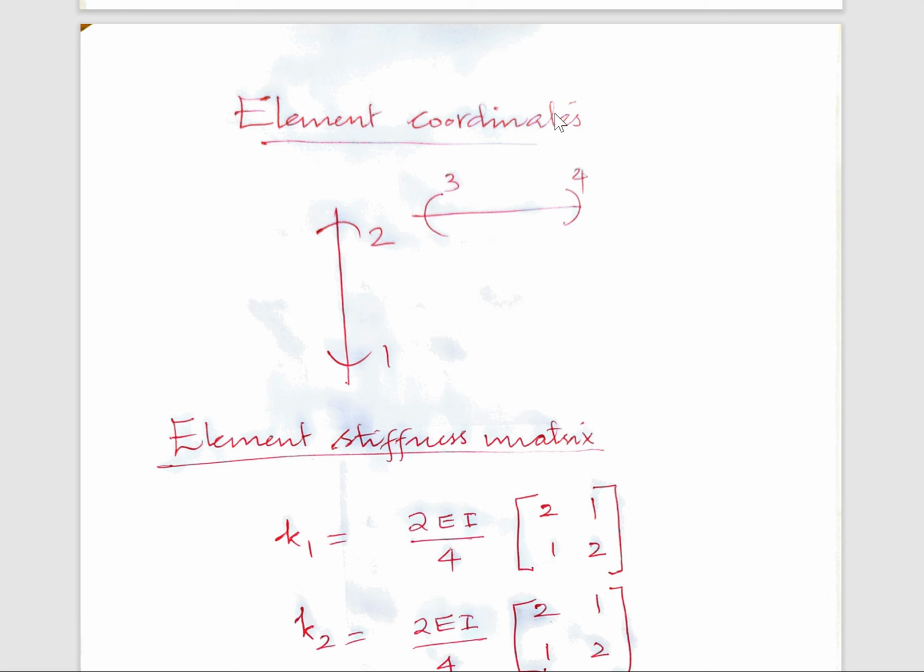Now let's mark the element coordinates. We have two elements, AB and BC. So these are the element coordinates marked in the order as shown: 1, 2, 3, 4.